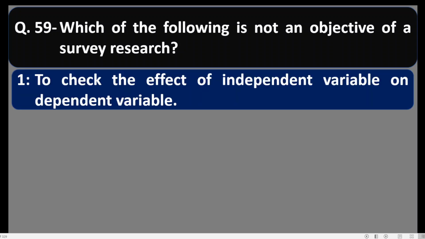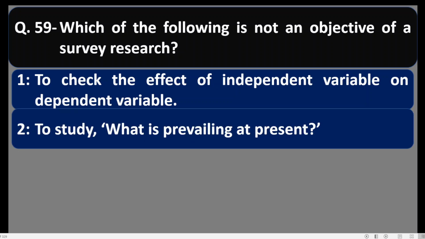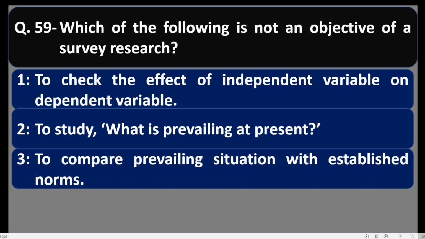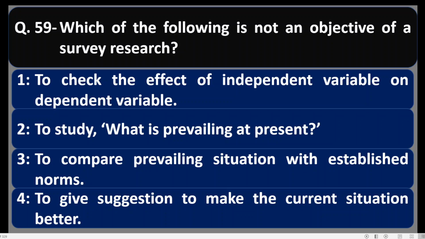Question number 59. Which of the following is not an objective of survey research? To check the effect of independent variable on dependent variable. To study what is prevailing at present. To compare the prevailing situation with established norms. To give suggestions to make the current situation better. So numbers 2, 3 and 4 show the objectives of survey research. To check the effect of independent variable on dependent variable, either experimental research is done or an ex post facto research design is applied. Option number 1 is not the main objective of survey research.